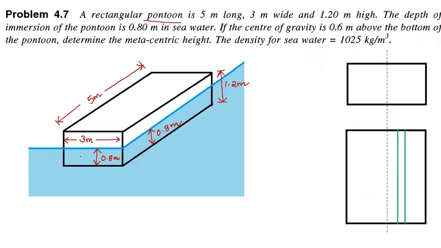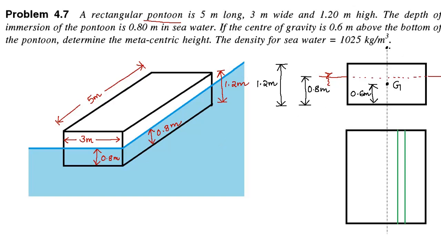This line represents the YY axis. And this is the water level. And depth of immersion is 0.8 meter. The total depth is 1.2 meter. And it is mentioned center of gravity is 0.6 meter above the bottom of the pontoon. So center of gravity G is 0.6 meter from the bottom of the pontoon, and we need to determine the metacentric height.